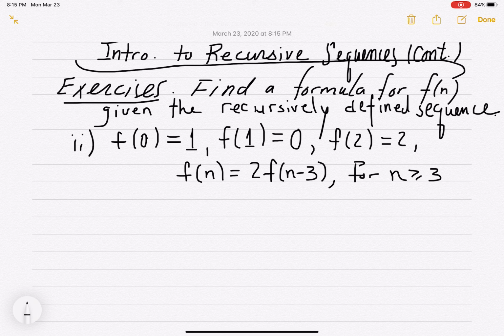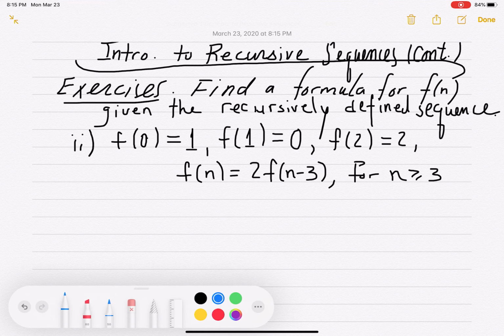So we want to find closed formulas given recursively defined sequences. We have a problem here where our first three terms are given. The first three terms are called the initial terms. F of 0 is 1, f of 1 is 0, f of 2 is 2. And the nth term is defined to be 2 times the n minus 3 term.